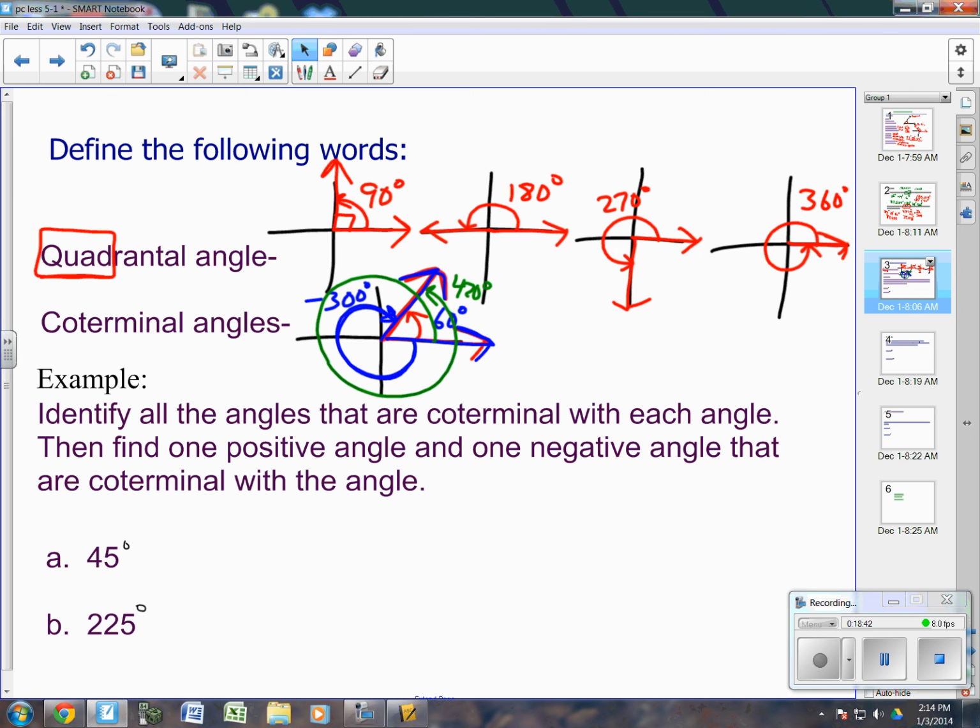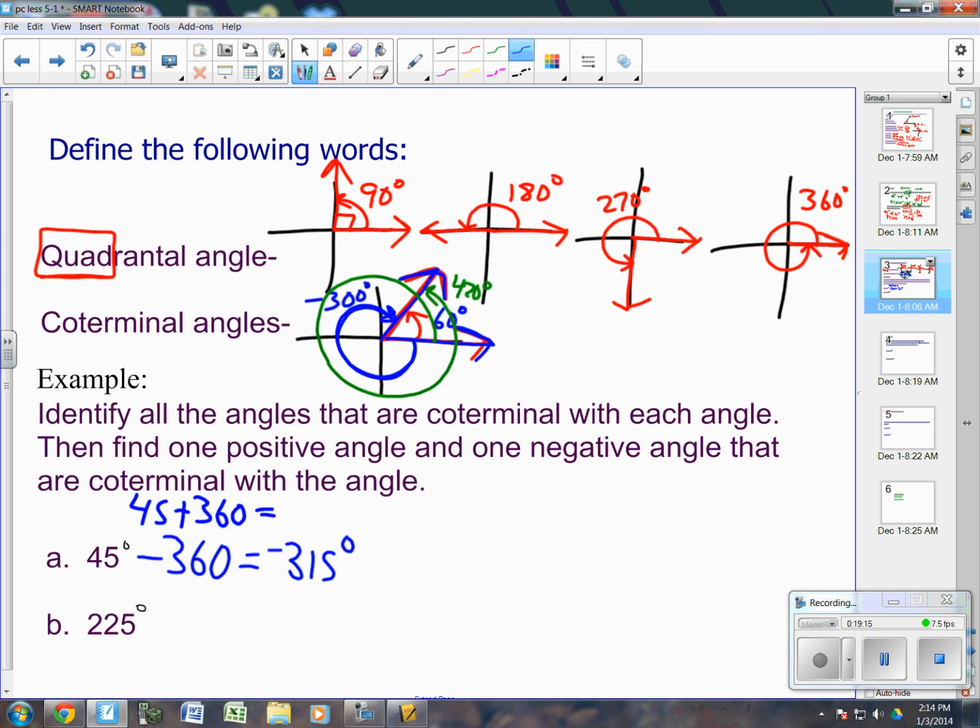All right, so 45 degrees. Okay, what is it, Aaron? Negative 315. How did you get that? Is that what you said it was? Yeah, he just subtracted 360. What did you get, Cassidy? He got 405, and so all you did is added 360, right? 405 degrees. So 405 and negative 315 are both coterminal with 45 degrees.